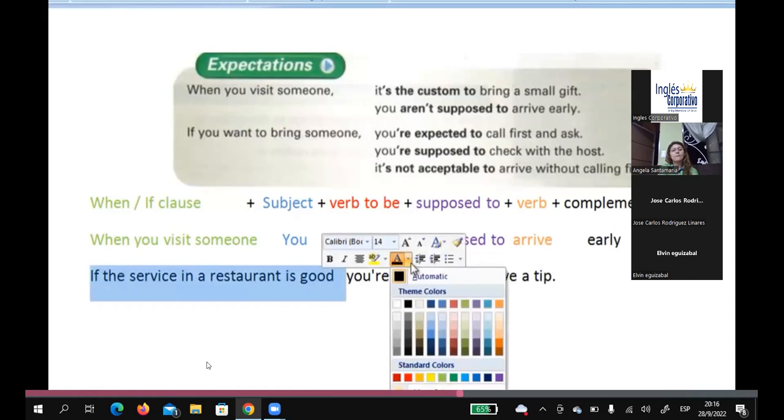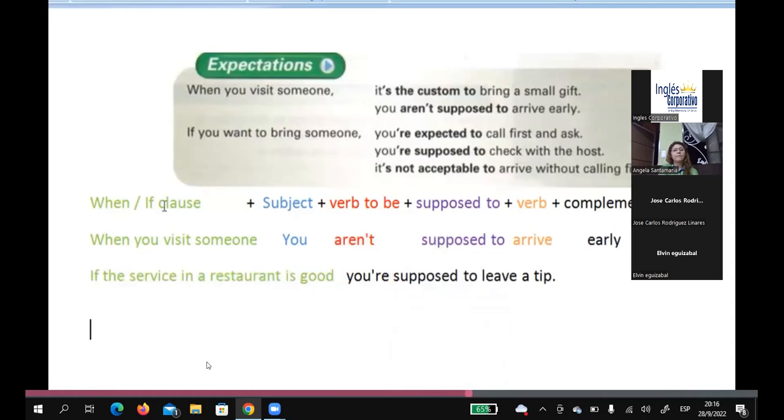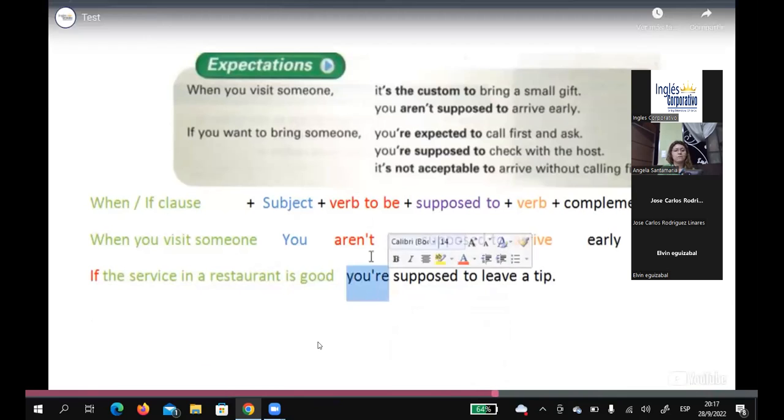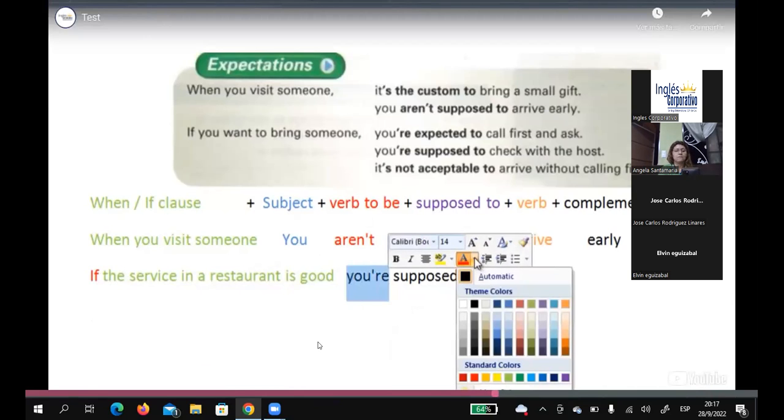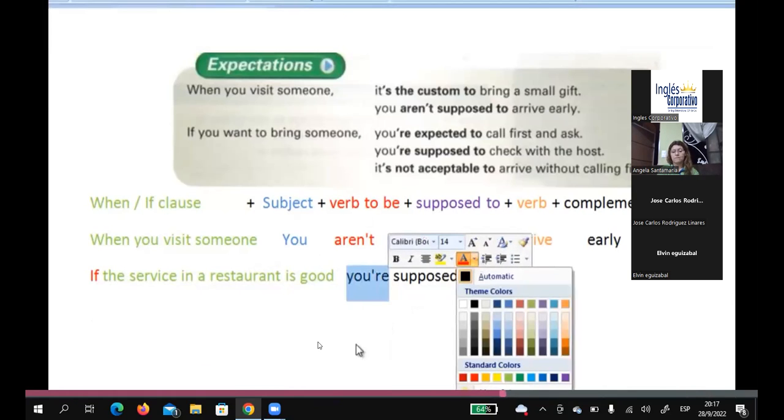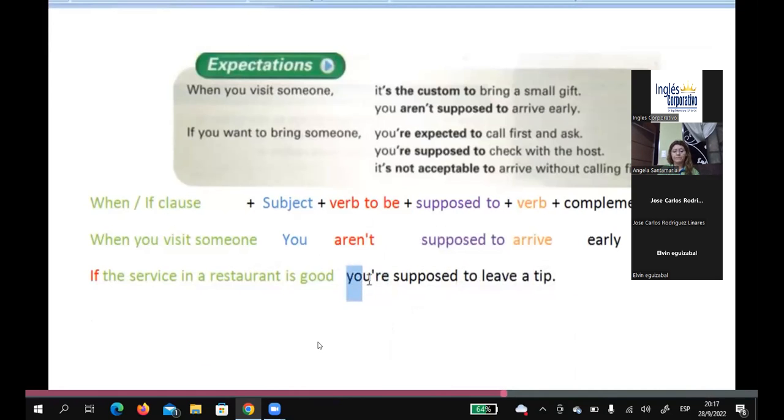Okay, I'm going to go ahead and color this in green just so you can see that this is the when or the if clause. So in this case, it's the if clause that I'm using. So let me just quickly point that out, right? After that, it follows the subject and the verb. In this case, the verb to be. I mentioned that the subject and the verb to be can either be positive or it could be negative.